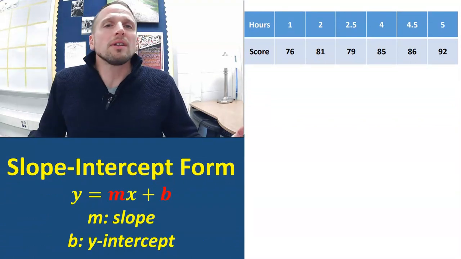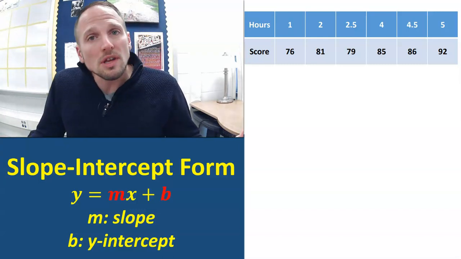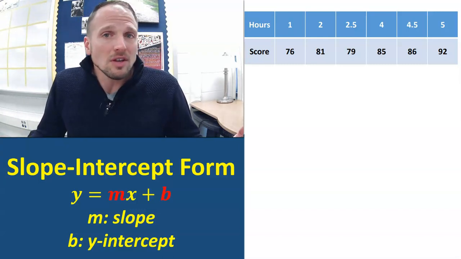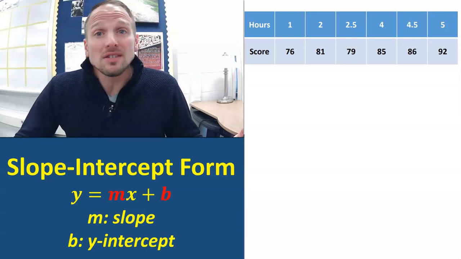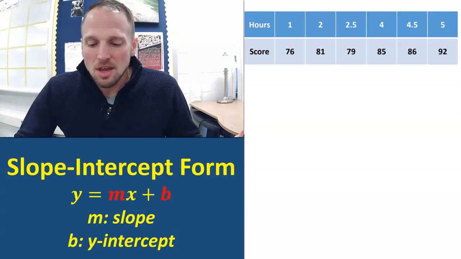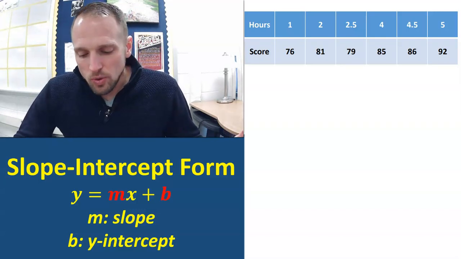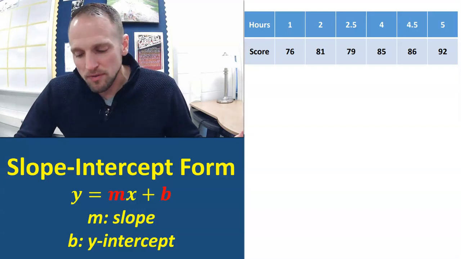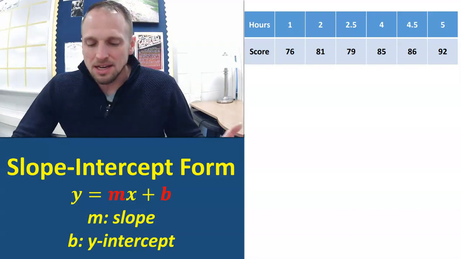So this is comparing the amount of time you spend studying with the score that you got on a math test. So, for example, a person who spent 1 hour studying got a 76% on the math test. Person who had 2 hours got an 81. 2.5 hours was 79. 4 was 85. The person who spent 4.5 hours got an 86. Person who spent 5 hours got a 92.